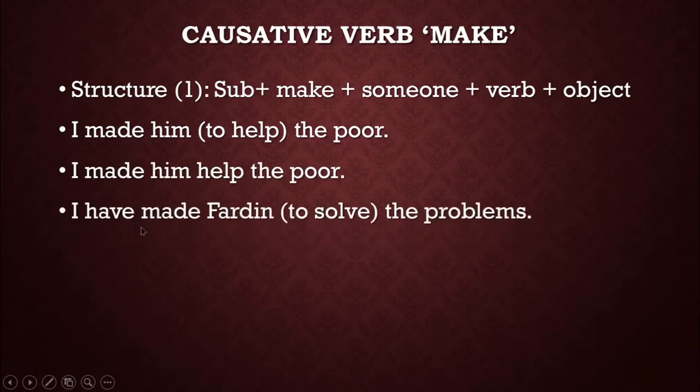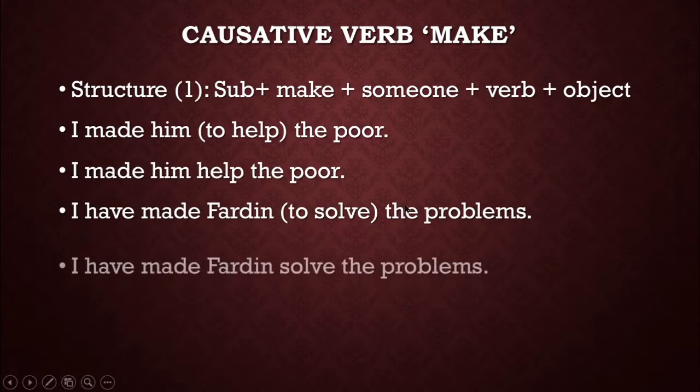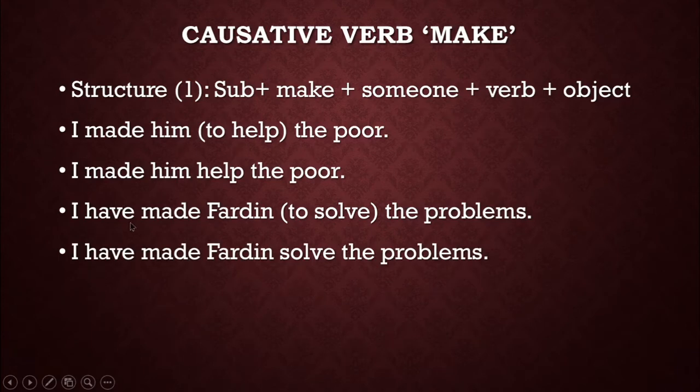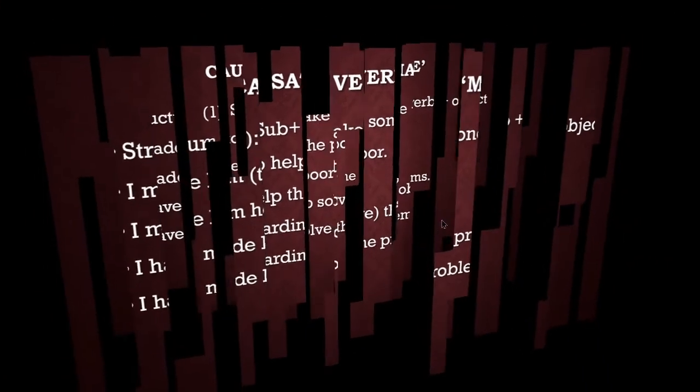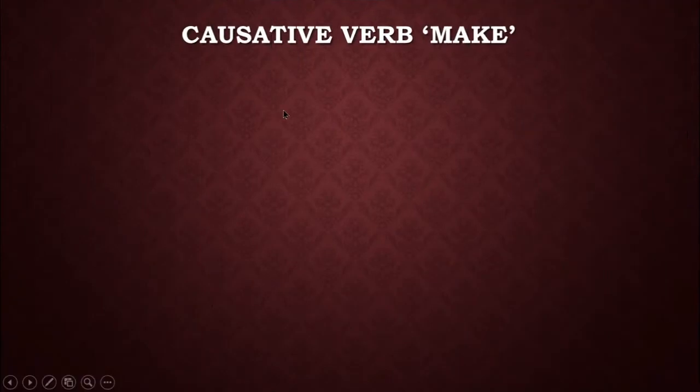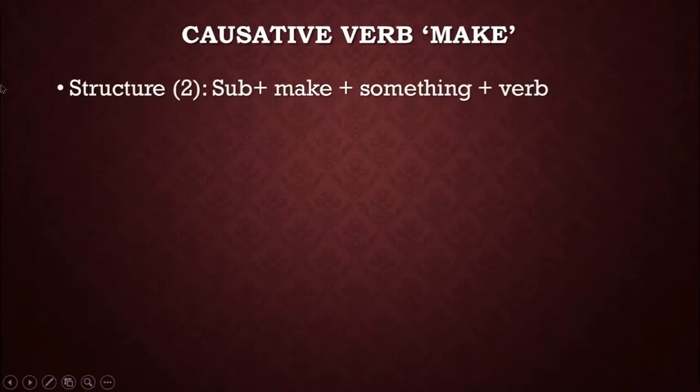Next sentence, I have made Fardin to solve the problems. As with the previous one, we will change the sentence in this way. I have made Fardin solve the problems. So this is another use of the causative verb make.